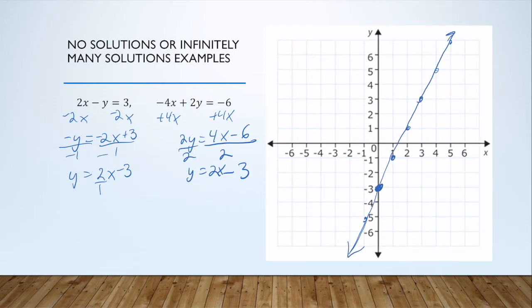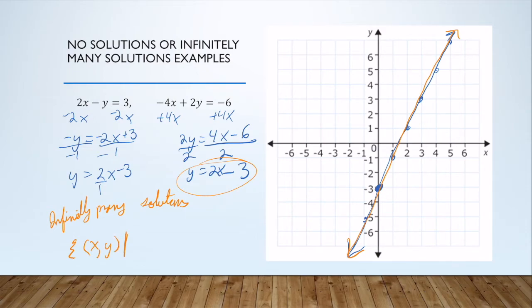That's how I graph my first line. Let's go ahead and graph this second equation, but we're going to graph it in orange. As you can see, it's the exact same line. So there are infinitely many solutions. So our solutions are the set, right? We're going to use set builder notation of ordered pairs (x, y) such that, remember that vertical bar means such that, y equals 2x minus 3. So we have infinitely many solutions, every single point on this line.